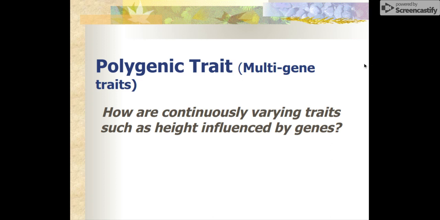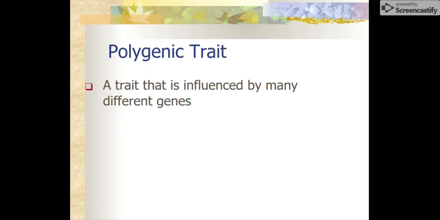All right, continuing on with polygenic traits. Again, these are traits where there are multiple genes that are playing a role in its expression. And we typically get a whole continuum of expressions, like with height, right? You don't have people that are 6 foot and people that are 5'6". We get everything in between. Okay, and that's because there are multiple genes playing a role in that expression.